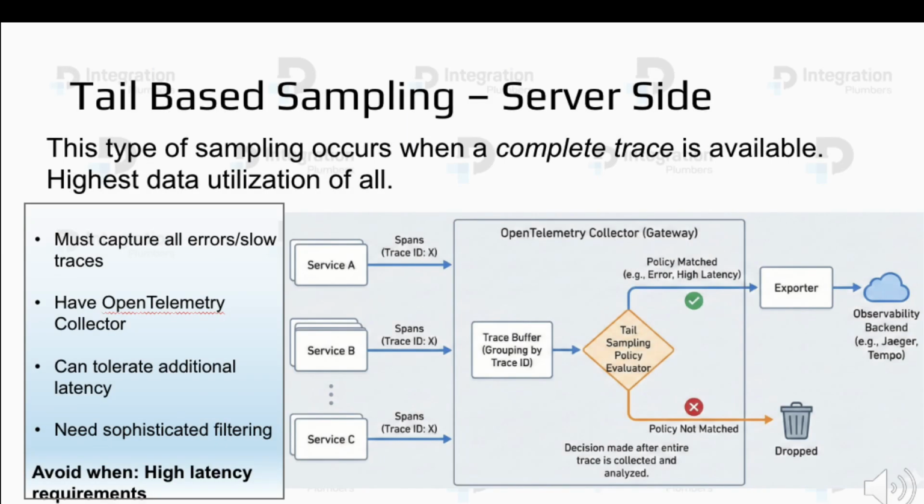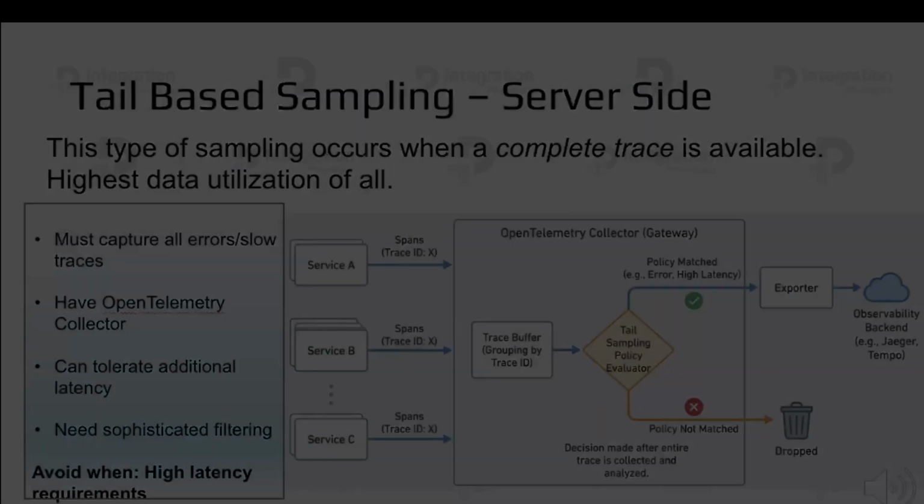Finally, we've got the most sophisticated option, tail-based sampling. With this method, the decision to keep a trace is made only after the entire thing is finished. This is so powerful because it lets you create really smart policies like, hey, keep 100% of traces that have an error, or keep all traces that are slower than 500 milliseconds. You get the best possible data, making sure you never miss all the important stuff.